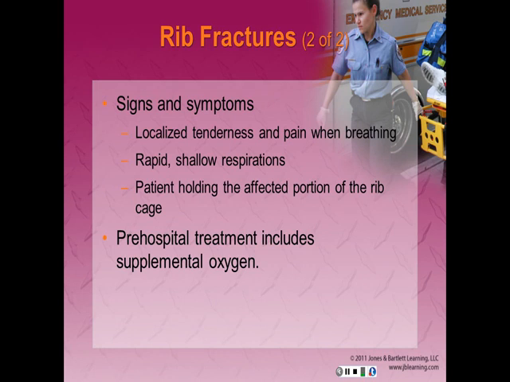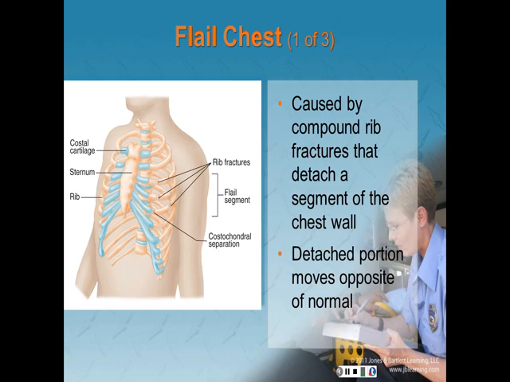Young pediatric patients have a more flexible rib cage, and the organs beneath the rib cage may be injured even if the rib cage is not fractured. A flail chest is caused by compound rib fractures that detach a segment of the chest wall. The detached portion of the chest will move opposite of normal. It will move in during exhalation and out during inhalation.